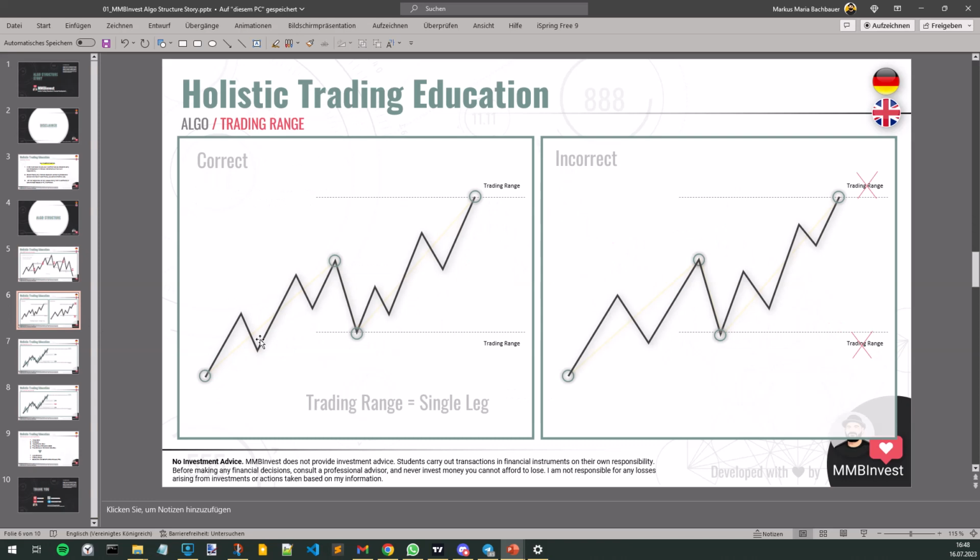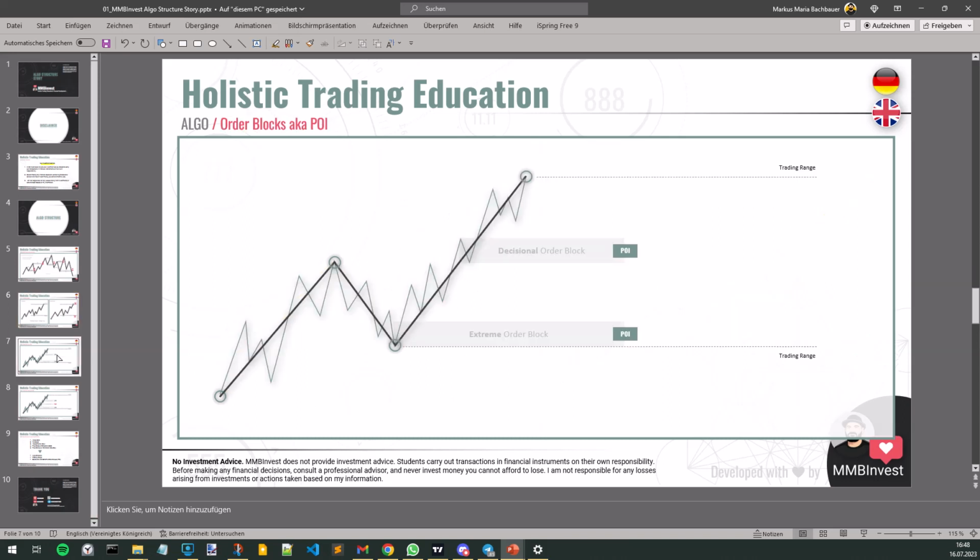You will see that there is actually a difference. You can have a correct algo structure and you can have an incorrect structure, and both look actually quite similar. But the correct algo structure identifies your trading range, meaning this is the range you are looking for trades in. Although this looks like a leg, it isn't, in fact, and it's not a trading range. You would have a lot of traps in here, and you don't really know where you are, whilst here, this is a true leg, a true trading range. You would look for trades within this trading range.